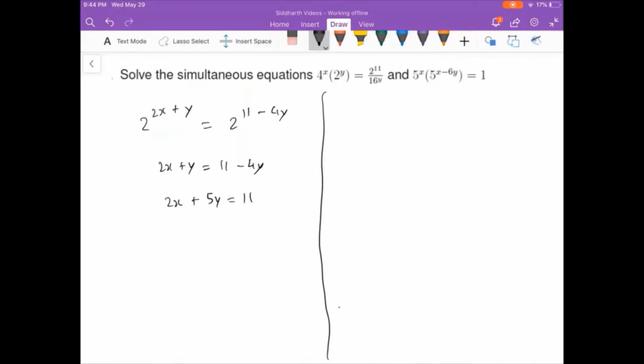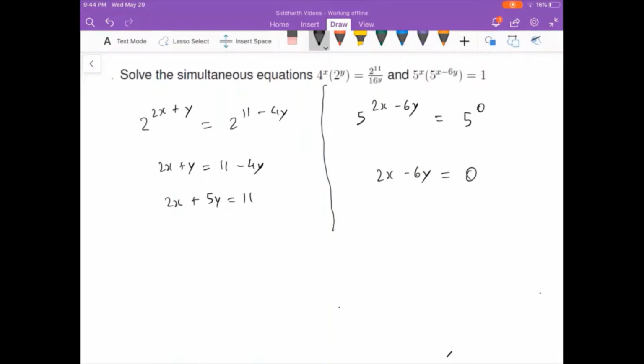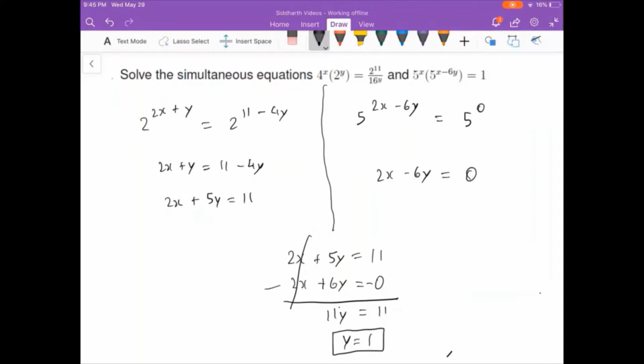The second equation now, we can just multiply these two terms to get 5 to the power of 2x minus 6y equal to 1, which is 5 to the power of 0. So our second equation is 2x minus 6y is equal to 0. Now solving these equations by the elimination method, we can subtract these two equations. The 2x's cancel out, leaving us with 11y equal to 11 and y equal to 1, which is our answer.